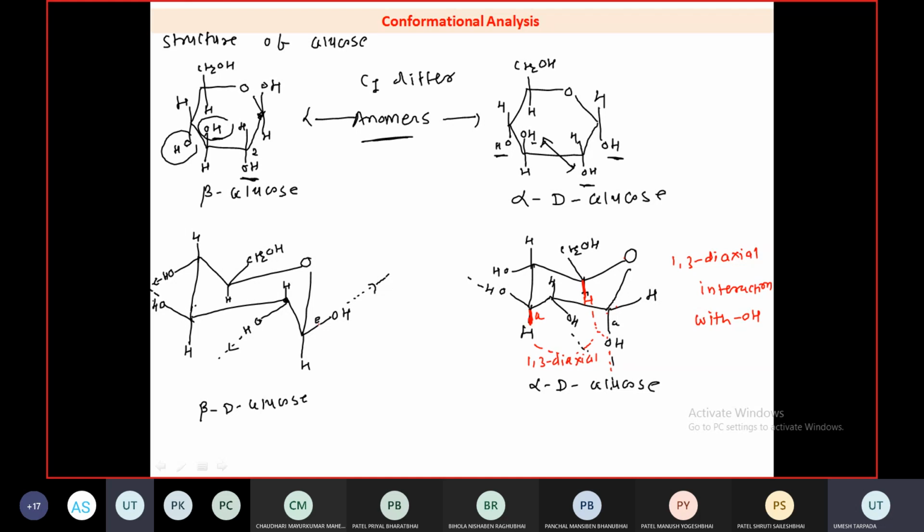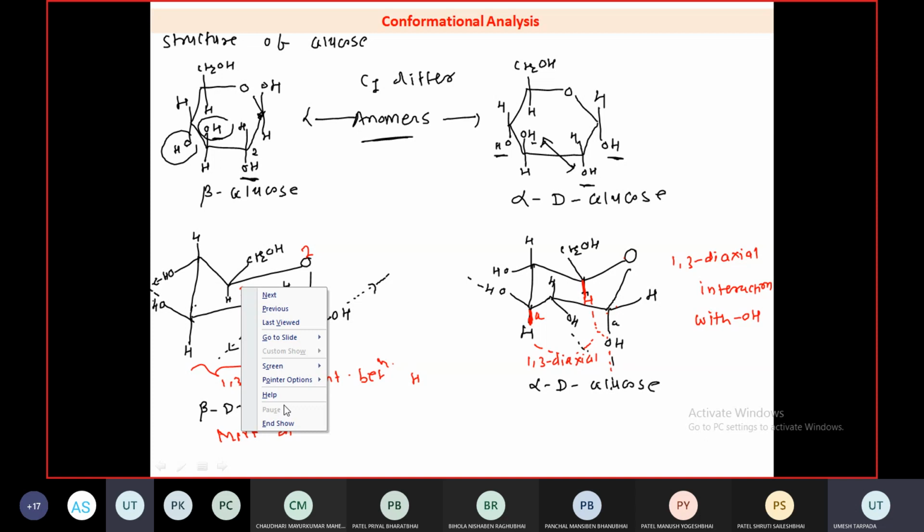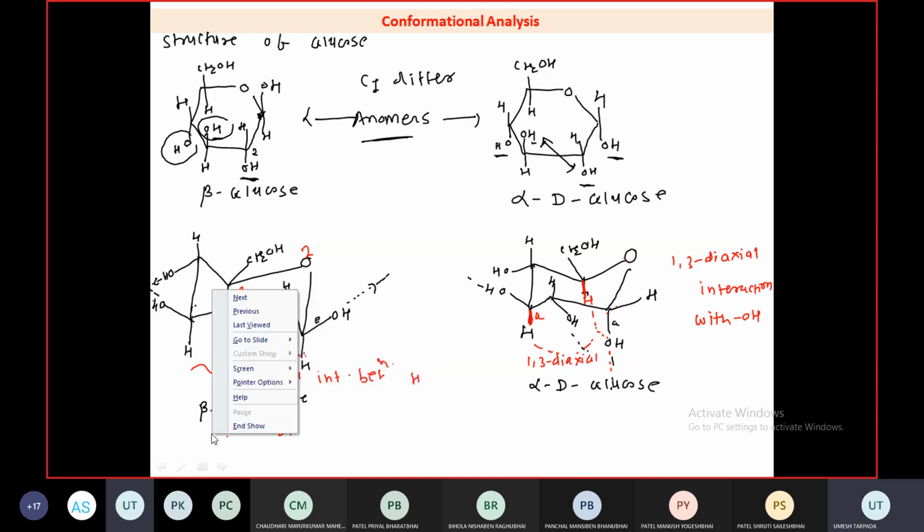But here the OH group is at equatorial. So here there is only interaction between two hydrogens, a 1,3 diaxial interaction between two hydrogens. Here also, see, this is 1, 2, 3, this type of interaction is also there. But it is between two hydrogens, and therefore this structure has less energy. Interaction is less, so energy is less. So this beta form has less energy and more stability.